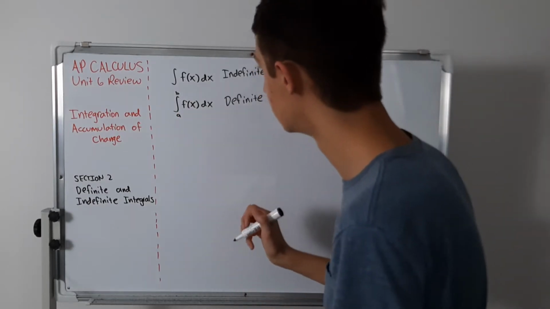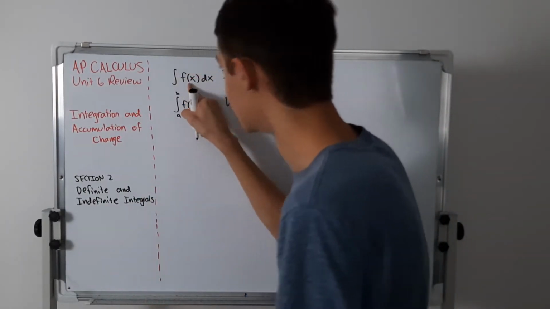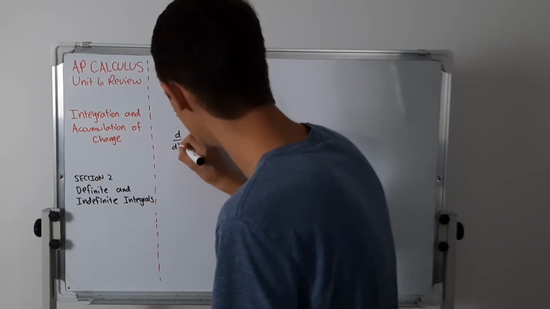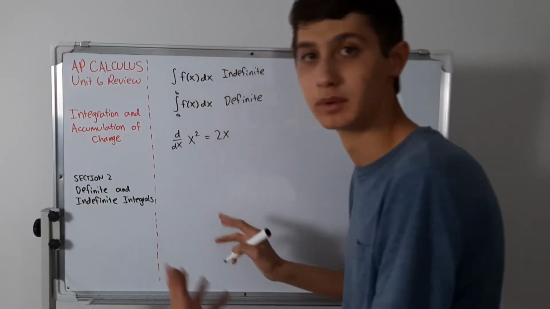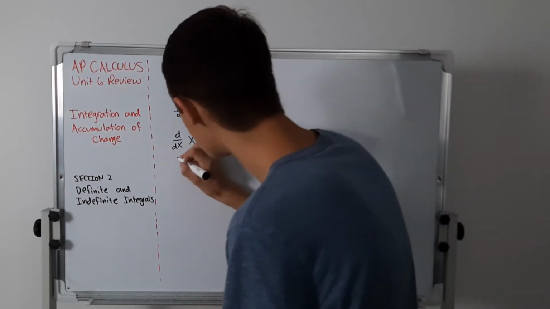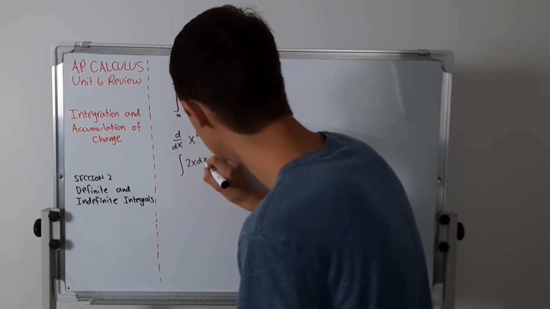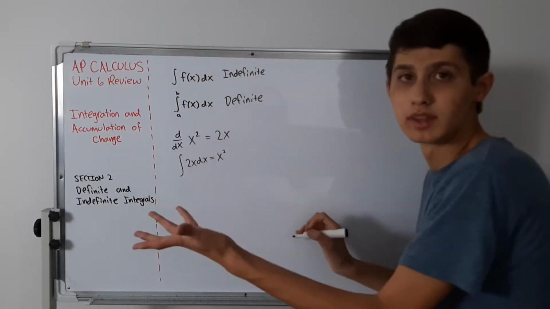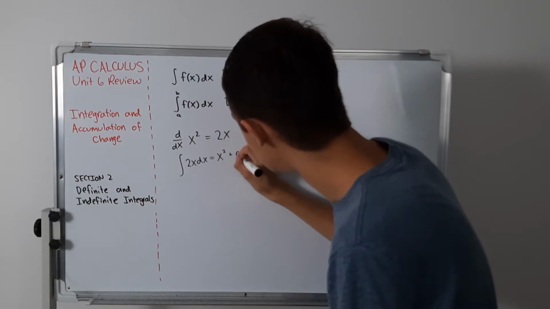So essentially, with the knowledge that it's an antiderivative, we know the derivative of x squared is equal to 2x, right? We already know this from unit 2, right? But the integral of 2x is x squared. So that's pretty easy, right? But then we're going to add a plus c.